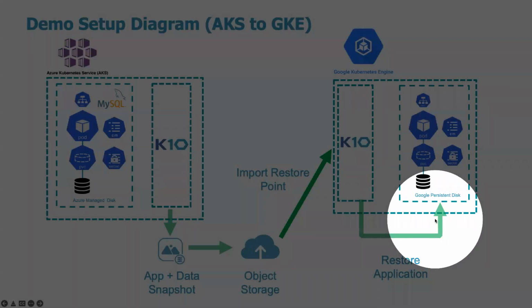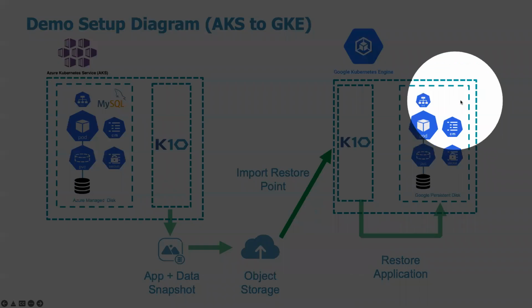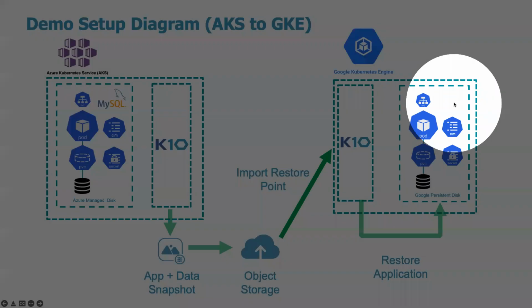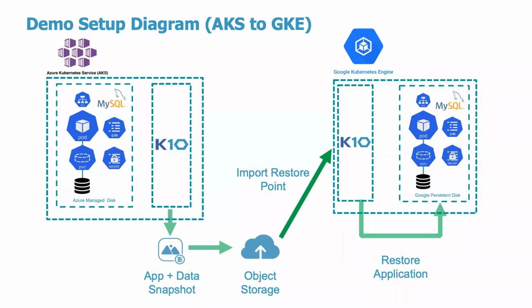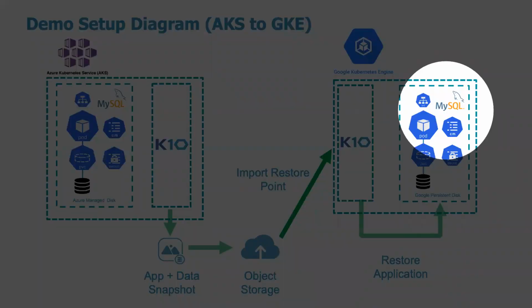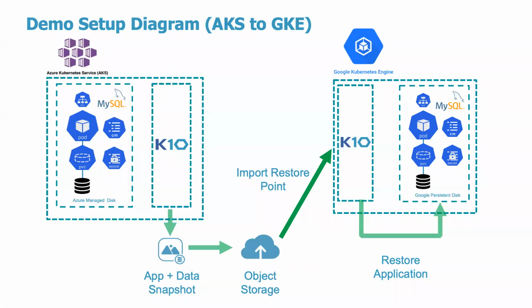After the restore, on the right-hand side, initially I don't have MySQL, and after the restore completes, MySQL is up and running here. In my case, I was using 1 GB persistent volume claims. It's pretty small. Basically, we migrated MySQL from AKS to GKE in just under 3 minutes. That's the high-level view of how it works, the diagram.